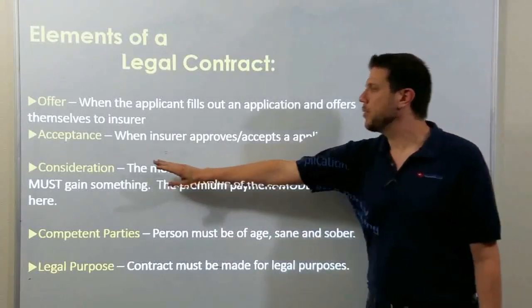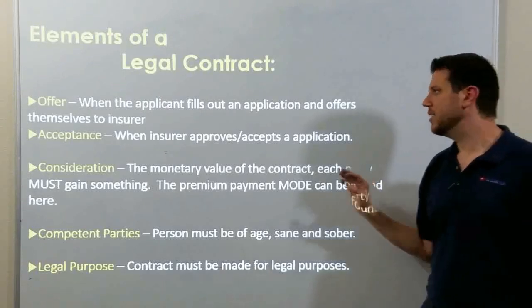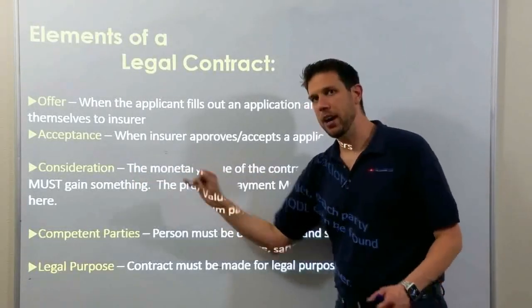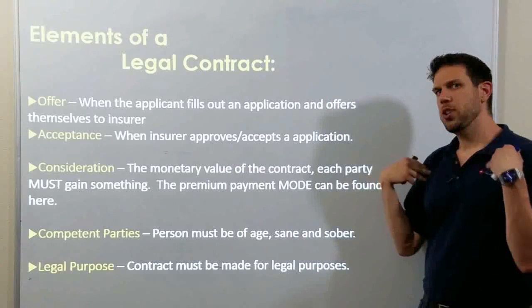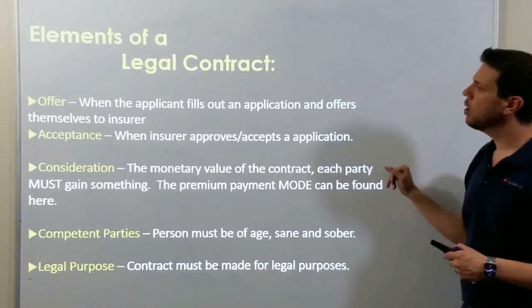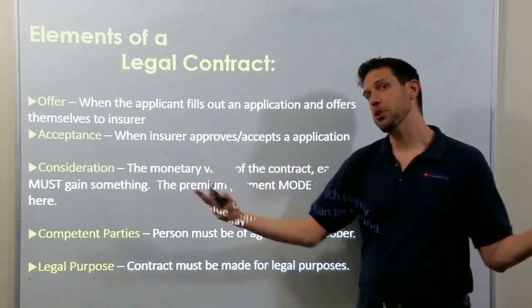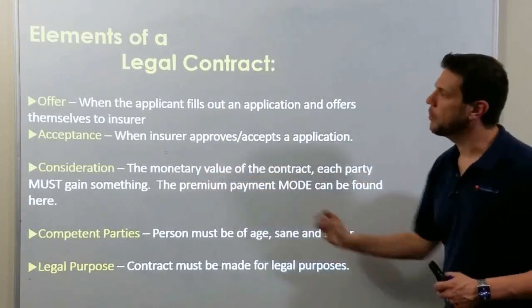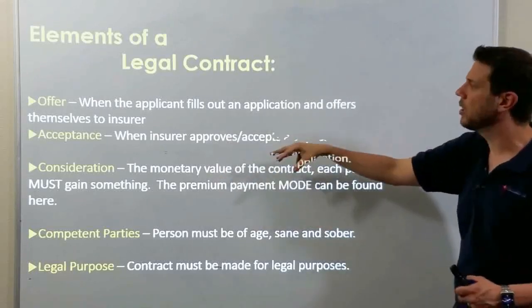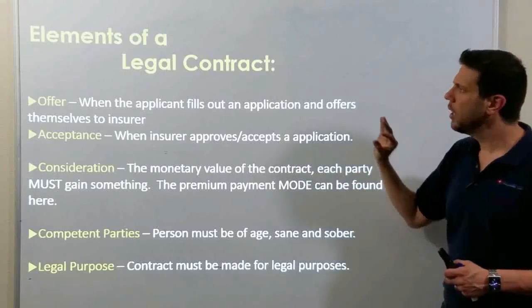All contracts have to exchange money. Consideration is the exchange of monetary value. The insured exchanges their premium. The insurer promises to pay claims. There has to be consideration on both parts. We pay our premiums, the insurance company pays out our claims. Consideration is the money honey portion of the contract.